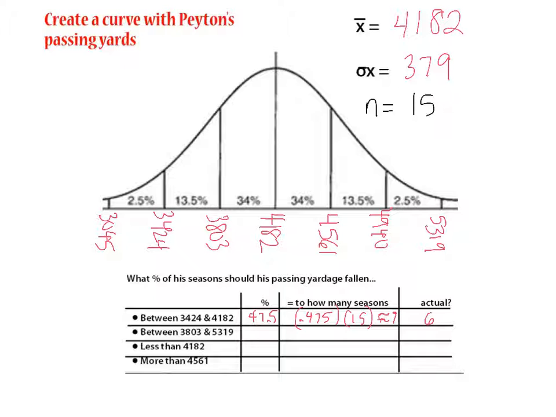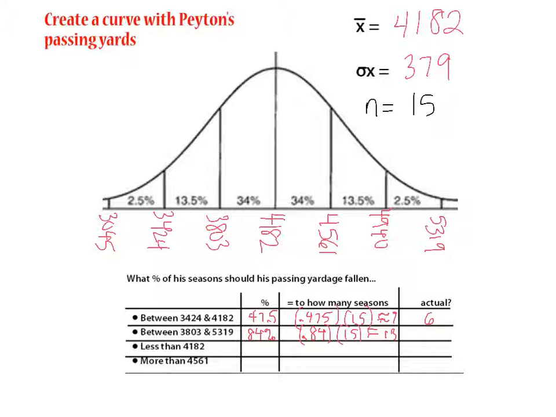Let's try that a few times so you understand that process. The first thing I'm going to do is ask what percent should fall between a couple values. This time I'm between 3803 and 5319. Real quick, that's 50% plus another 34. That's 84%. Now that's 84% of his seasons, so that's 0.84 times 15 seasons. I get an approximation of 12.6, so I'm going to say about 13.